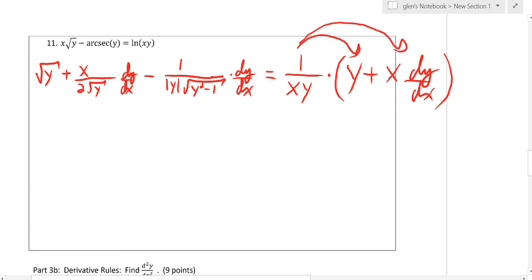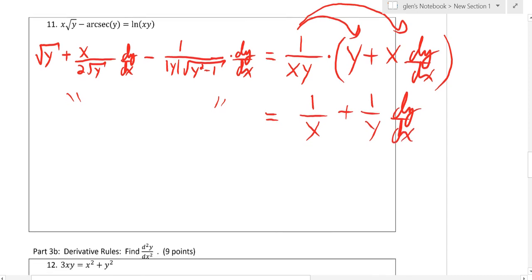Okay? All right. So this side's going to stay the same. This side right here is exactly the same thing coming down. Okay? When you distribute that in there, 1 over xy times y, what's going to cancel? The y's cancel. 1 over x plus 1 over xy times x. X's cancel. So it's 1 over y dy dx. How many dy dx's do you see here?